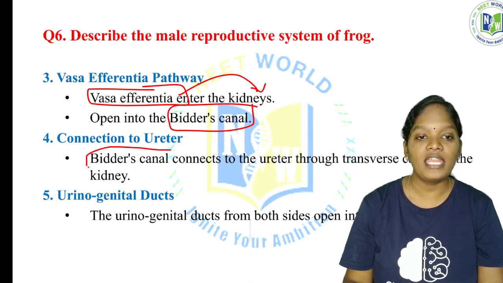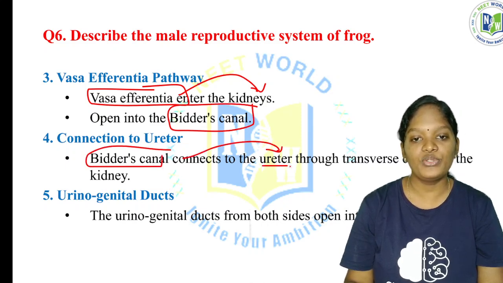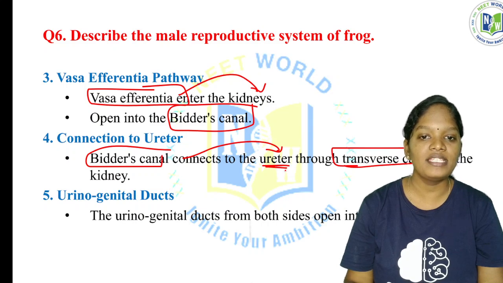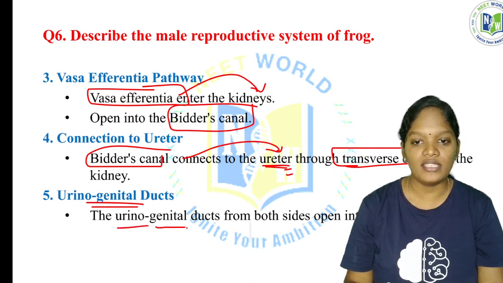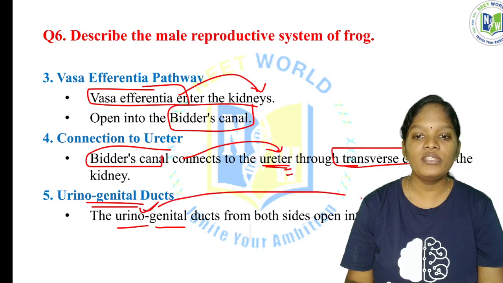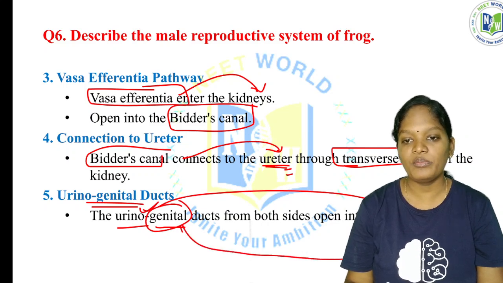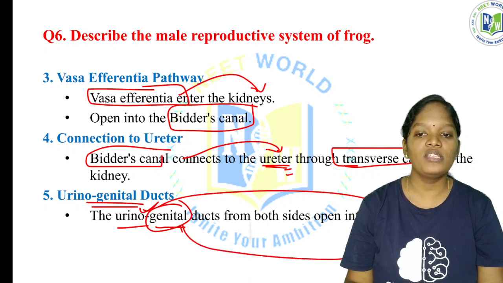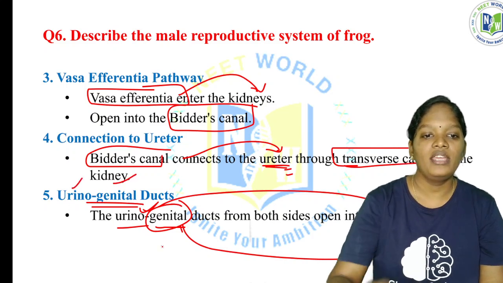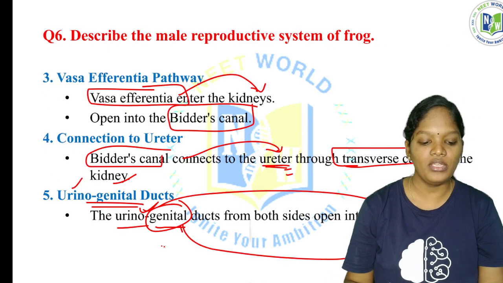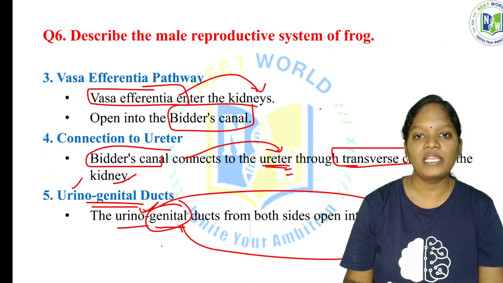Now from the Bidder's canal it connects to the ureter through an important structure called the transverse canals. Through these canals it reaches the ureter, which is inside the kidney. Now, urinogenital ducts. Why are they called urinogenital ducts? The urine empties into the cloaca, and the sperm produced by the testis also opens into the cloaca. So the cloaca is a common opening for both the urinary duct as well as the genital duct. That is why it is called the urinogenital duct. So this is the important structure of the male reproductive system.